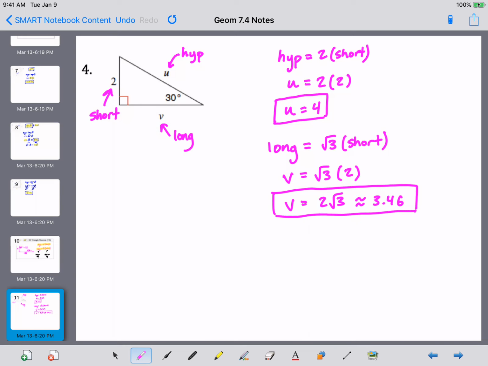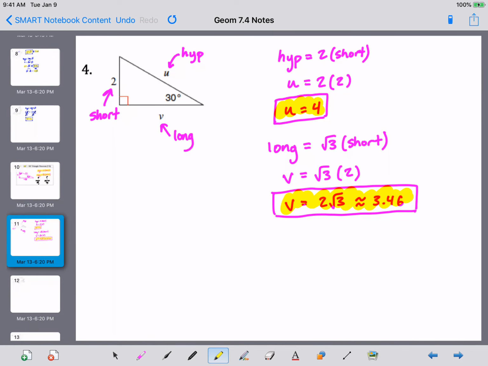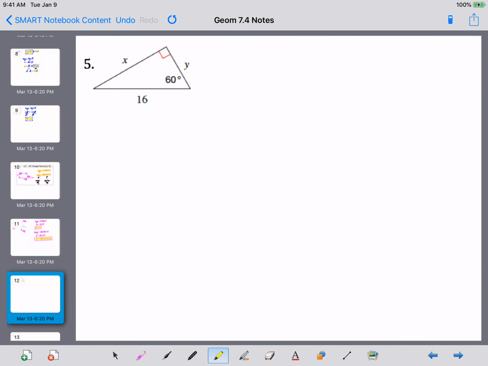All right, so there's just a little practice with how you can use those formulas if they give you the short leg's length. Well, now let's look at what if they give us the hypotenuse instead. So that's what we're going to look at here in example 5. Okay, so again, I always like to start by labeling stuff. Since 16 is across from the right angle, this is our hypotenuse.